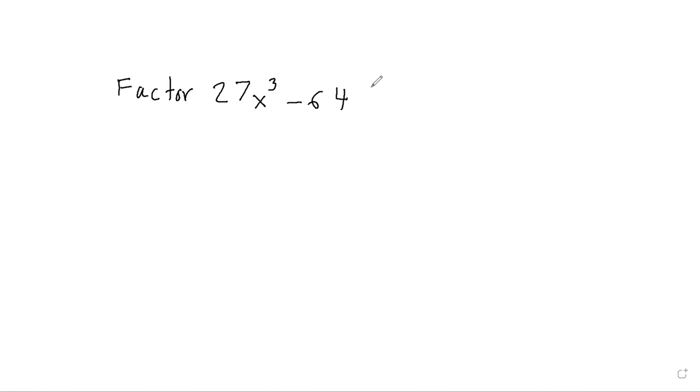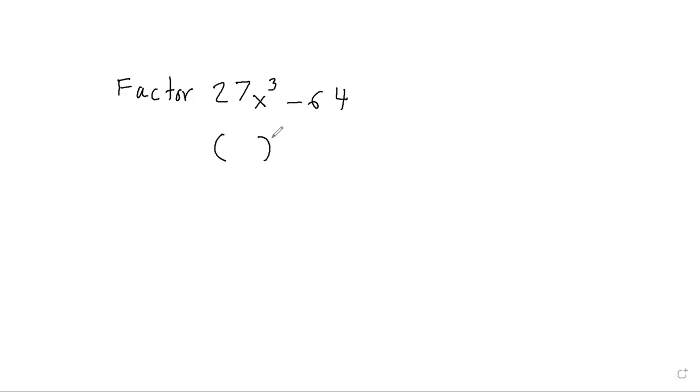Hi, in this video, we will learn how to factor binomials that are sums and differences of cubes. For our first example, we are going to factor 27x to the third minus 64. Note that there is no greatest common factor. If there was a greatest common factor, you would need to factor that out first.